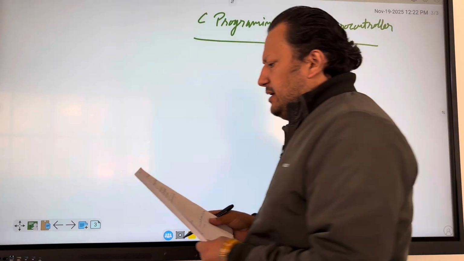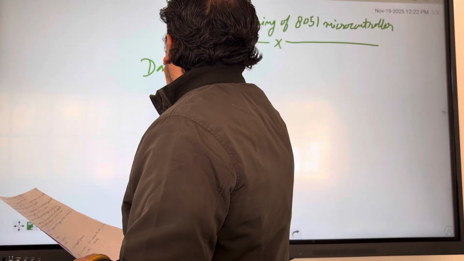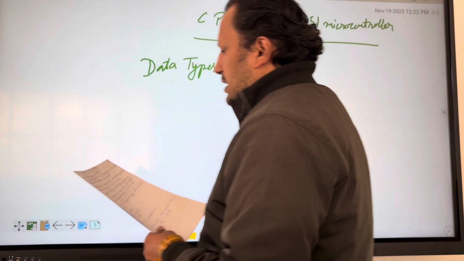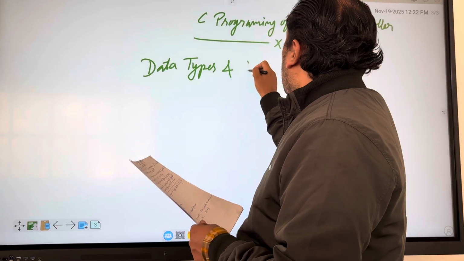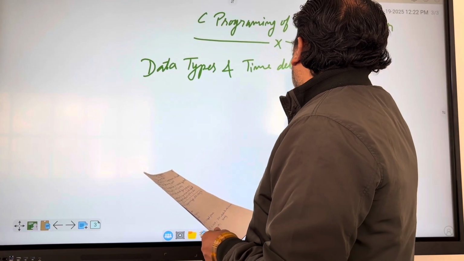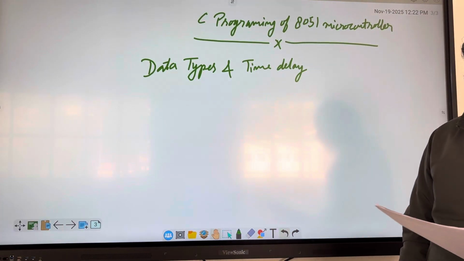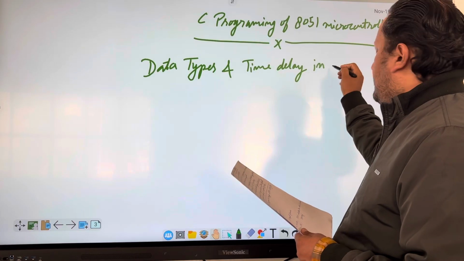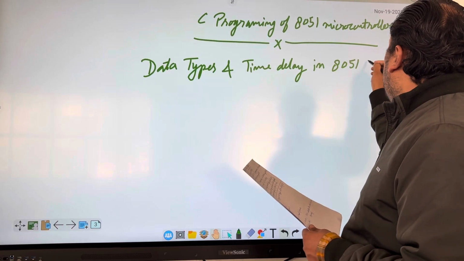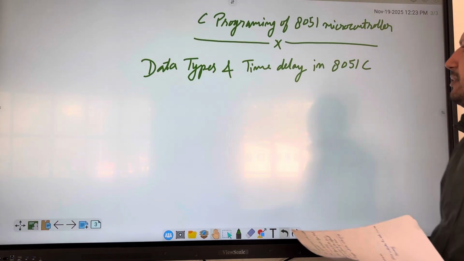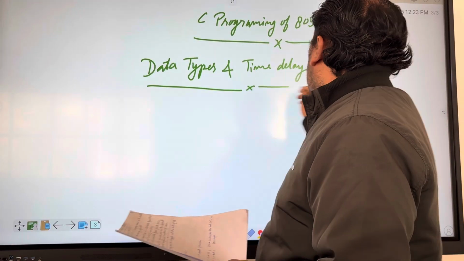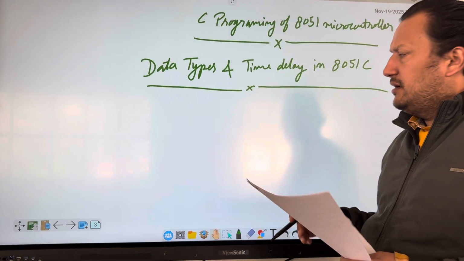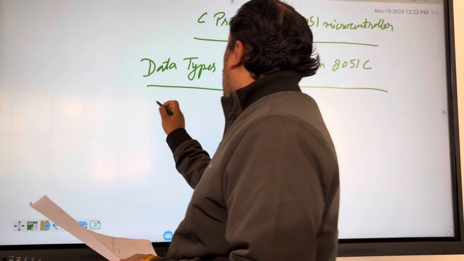The most important thing in learning C programming of a microcontroller is data types, and the other important thing is time delay, because whenever you make any project or do any application of 8051, this time delay concept will be very important. So data types and time delay in 8051, we'll see in 8051 C programming. So, why are C data types important?